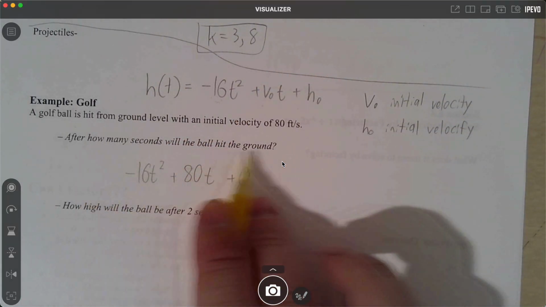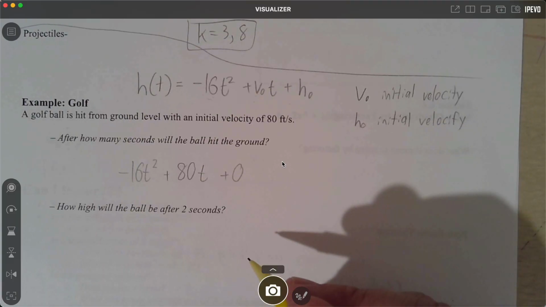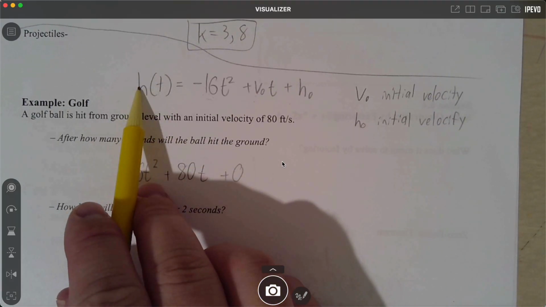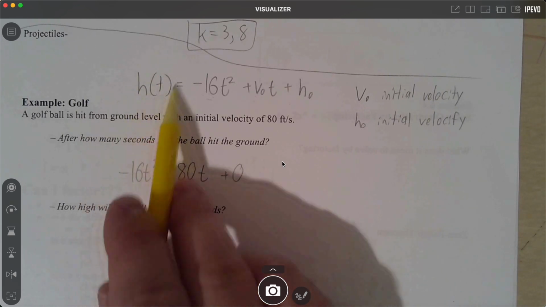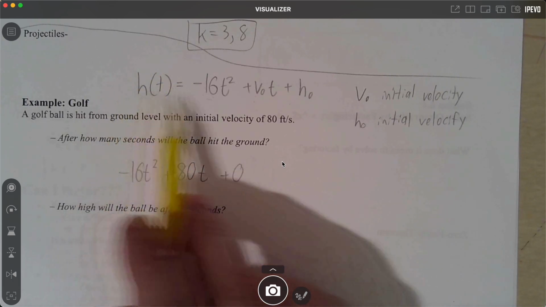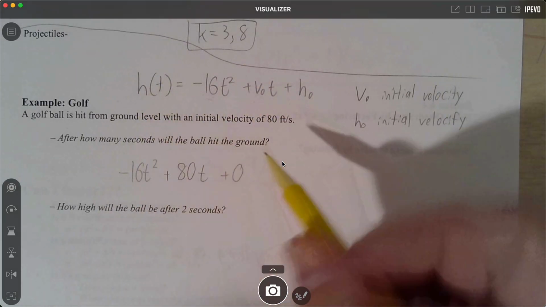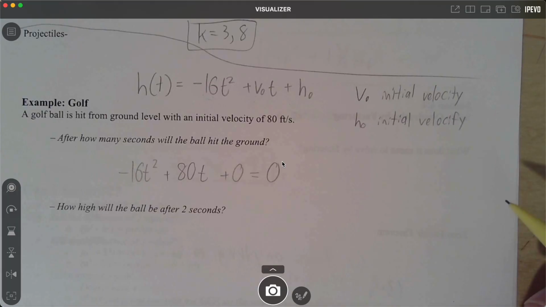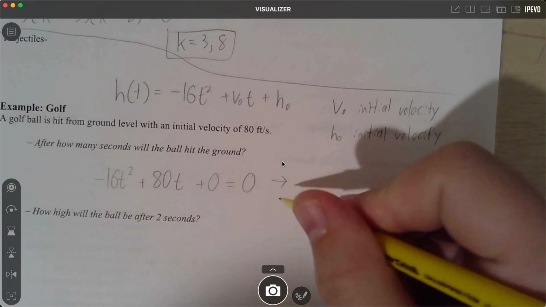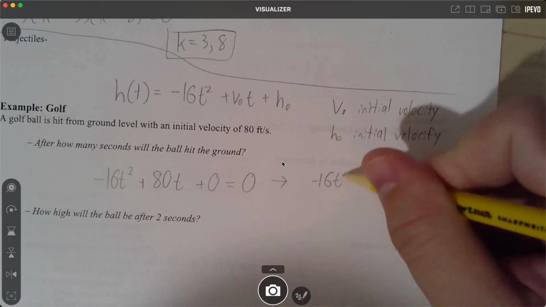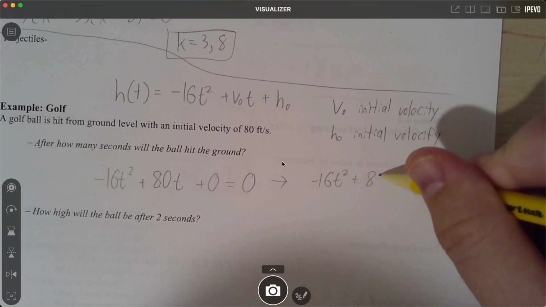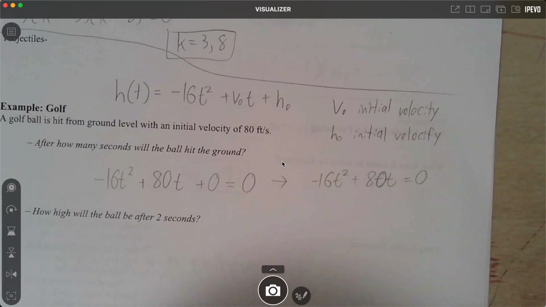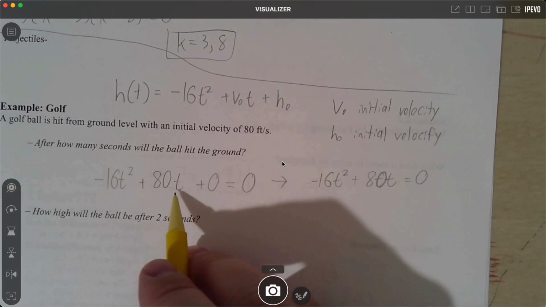Now it says, after how many seconds will the ball hit the ground? This is a funky way of writing it, but this equation tells you the height of the object after a certain time. So I want to know when that height will be 0. Let's get to solving this. That'll be negative 16t squared plus 80t, and that'll equal 0. I'm essentially just chopping off the plus 0.